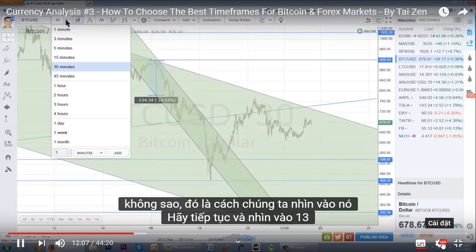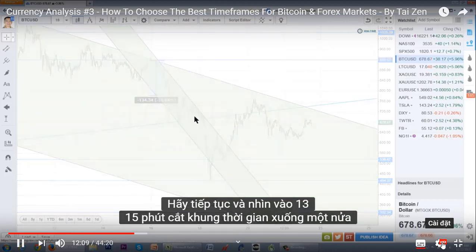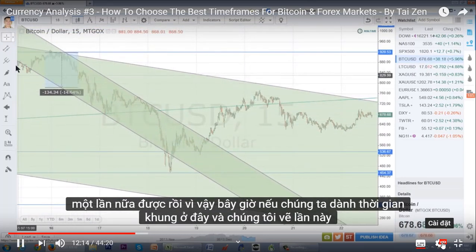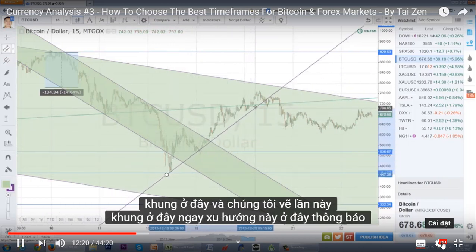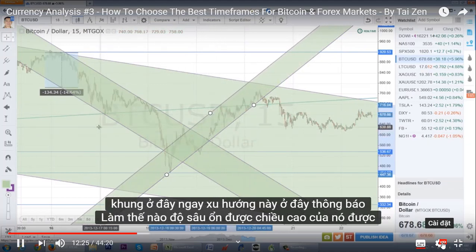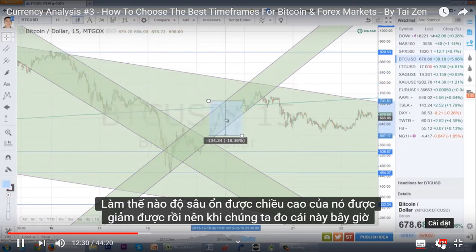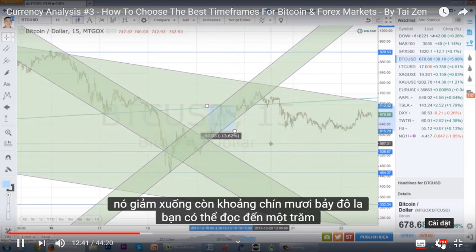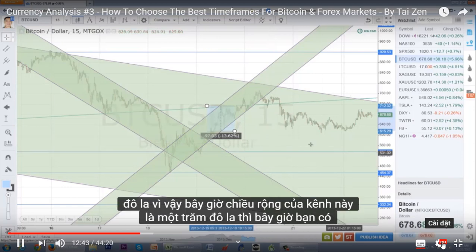Let's go ahead and take a look at the 15 minutes. Let's cut the time frame in half again. Now if we draw this trend here, notice how the depth, the height of it, gets reduced. When we measure this, it's now down to about $97. You can round that off to $100. So now the width of this channel is $100.